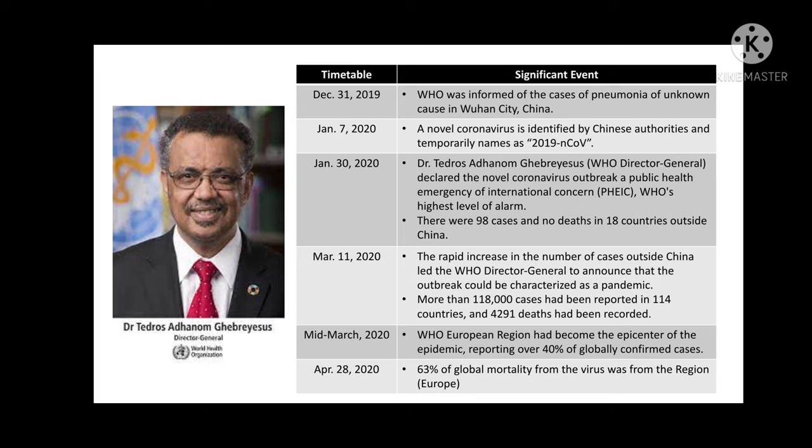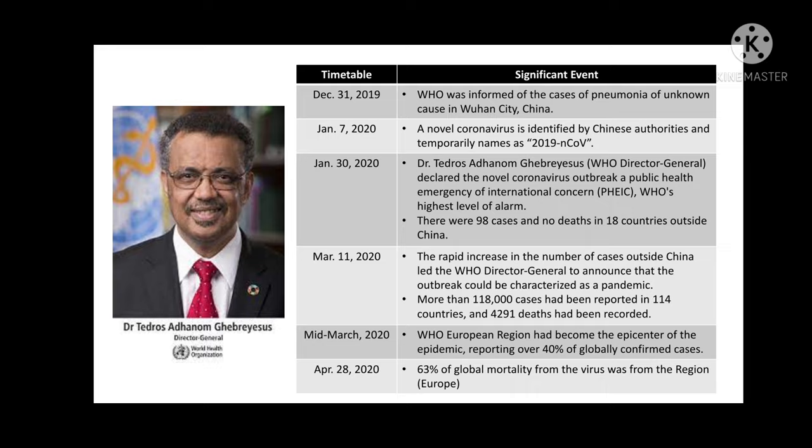If the majority of us can remember, by mid-March of that same year, 2020, the World Health Organization European region had become the epicenter of the epidemic, reporting over 40% of globally confirmed cases. And as of April 28, 2020, 63% of global mortality from the virus was from the European region. Since the first cases were reported, WHO has worked around the clock to support countries to prepare and respond to the COVID-19 pandemic. Kindly take note of these important figures.